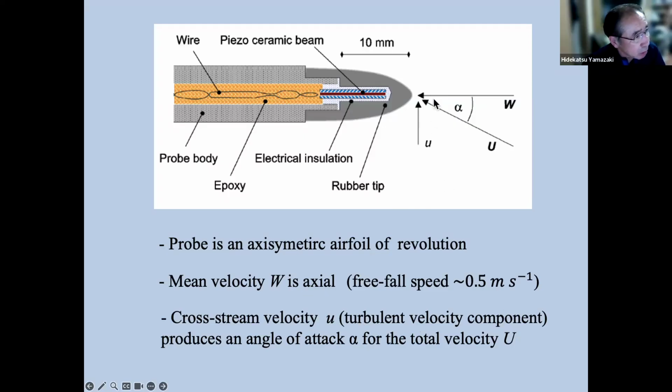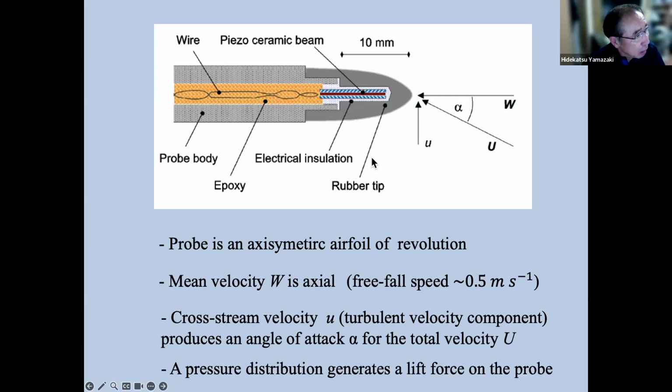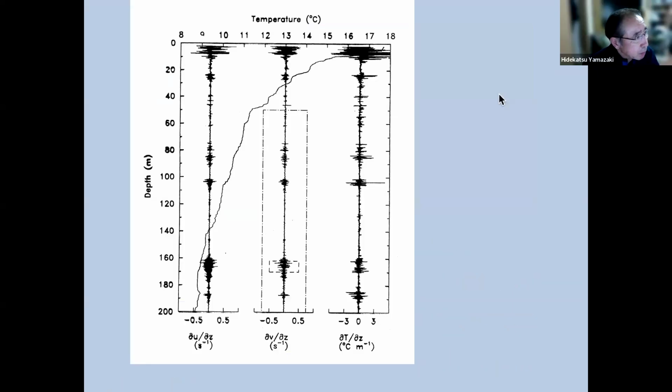Some of these make a big U that creates a pressure distribution that generates a lift force. That lift force generates electricity because this is a ceramic beam. That's how we detect this little U, because we know W from the pressure probe.